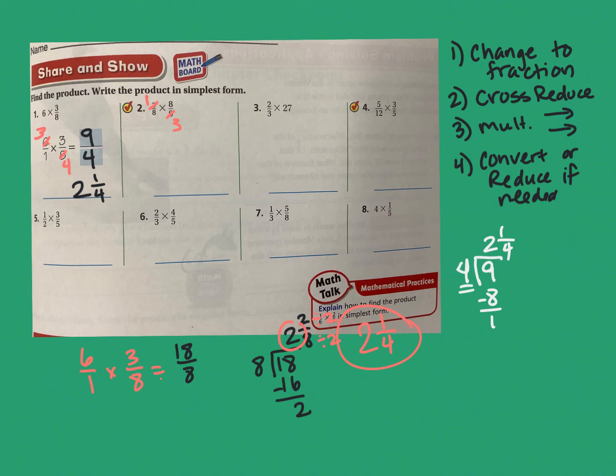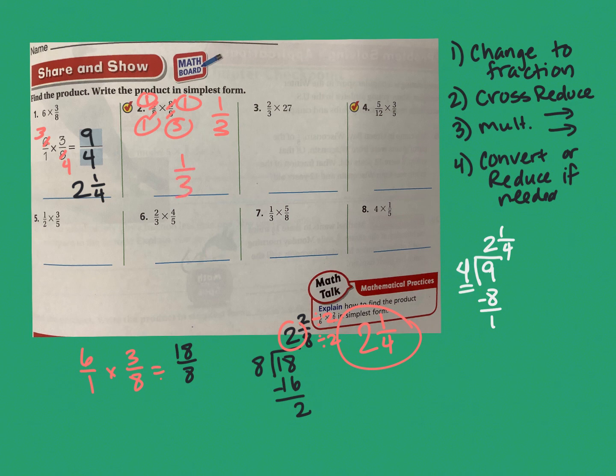Okay, take a look at this other cross. How about that one? 8 divides into both of those. Nice. Okay, 8 divides into 8 once, and 8 divides into 8 once. Okay, so now I have these as my numerators and denominators. 1 times 1 is 1, and 1 times 3 is 3. And my final answer is 1/3, already reduced.